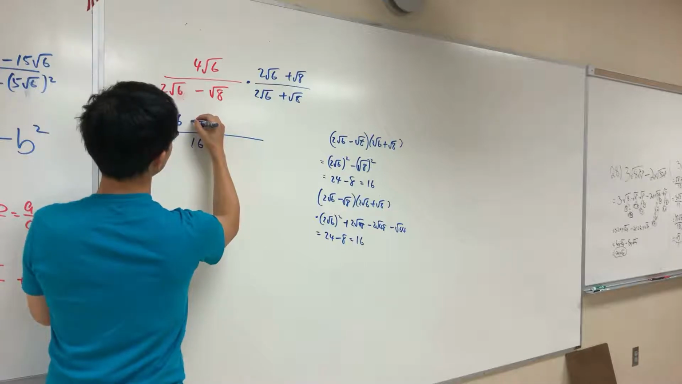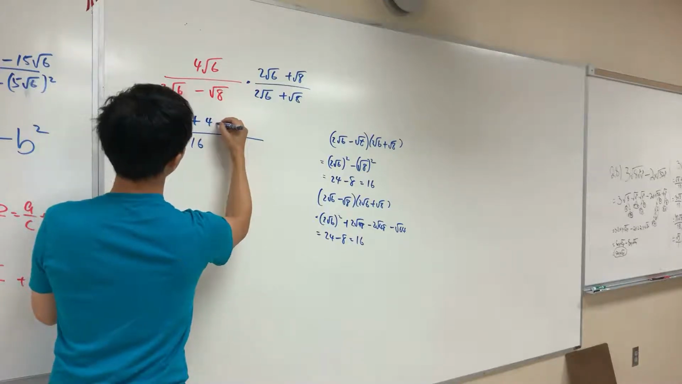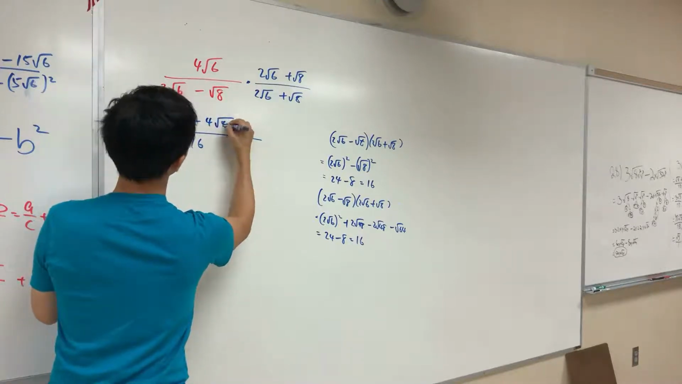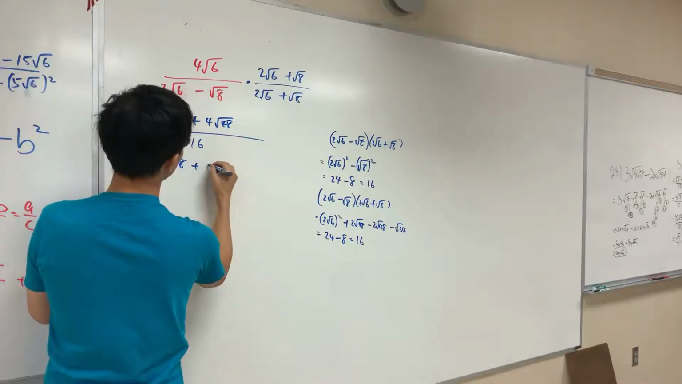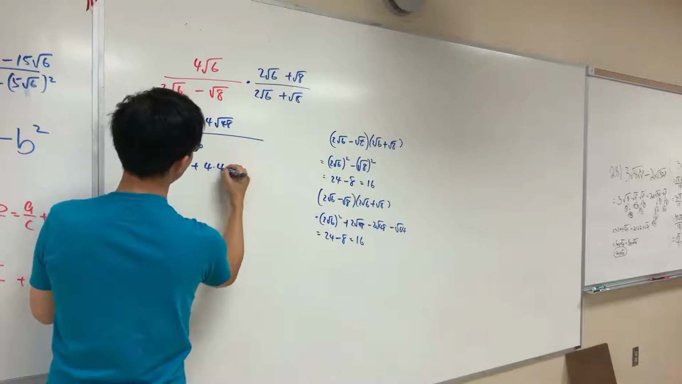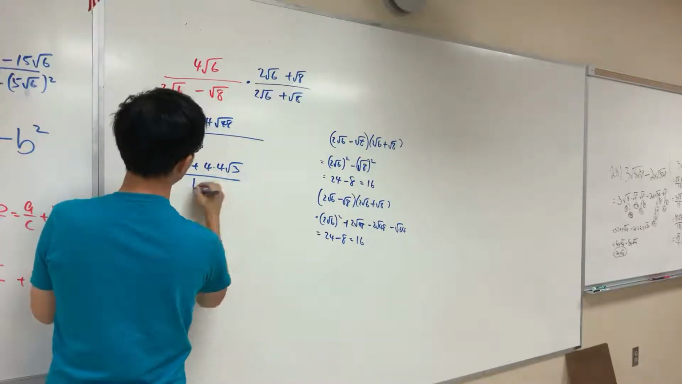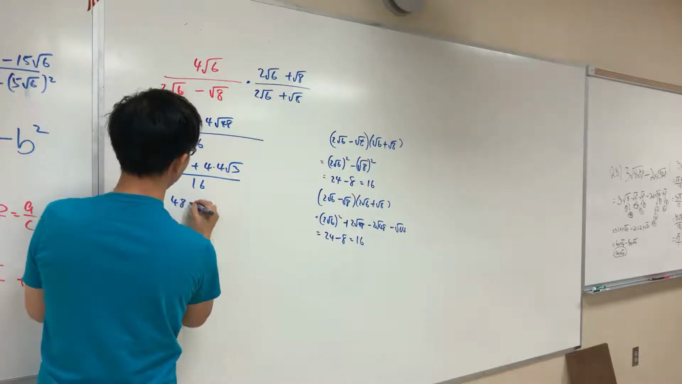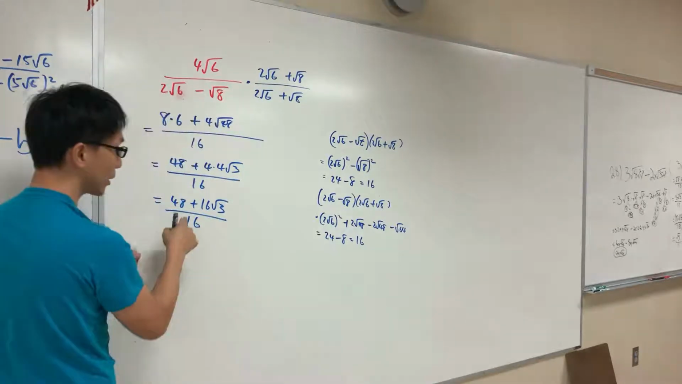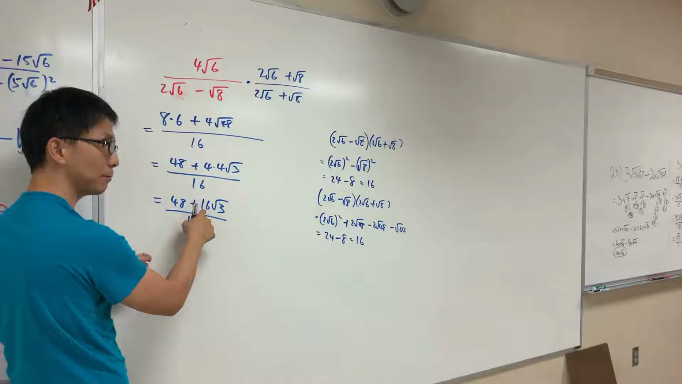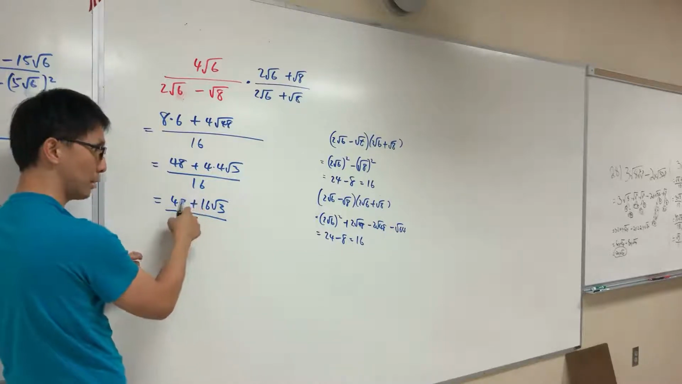Does that make sense? Yeah. Plus 4 times square root of 48. So that's equal to 48 plus 4 times 4 square root of 3 over 16. 48 plus 16 square root of 3 over 16. Can I cancel the 16 and 16? No. Why? Because it's connected by addition.